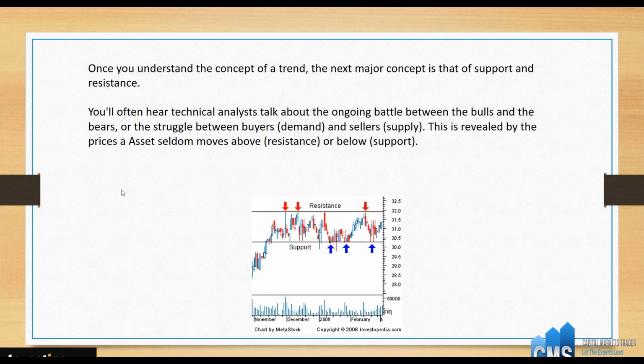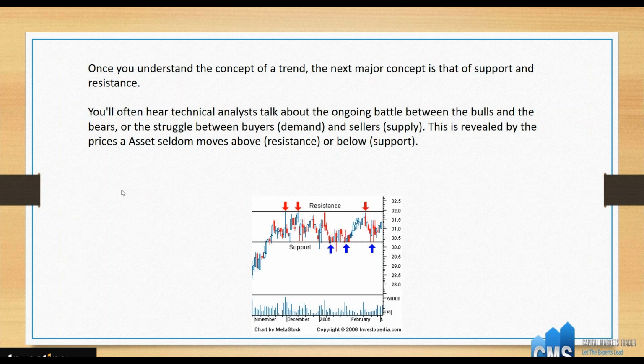So once you understand the concept of a trend, the next major concept is that of what's called support and resistance. Now, there's many different types of support and resistance. A trend line is a support line because it supports the price above it. So when price is easing down to that trend line, we're going to expect it at that level to support that price to move back up. Okay. But we also have what's called support and resistance levels.